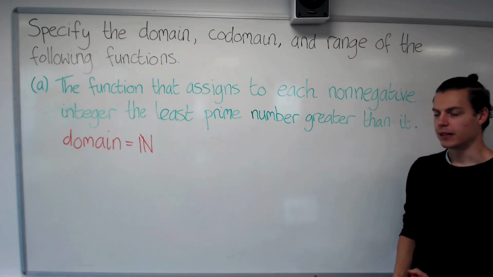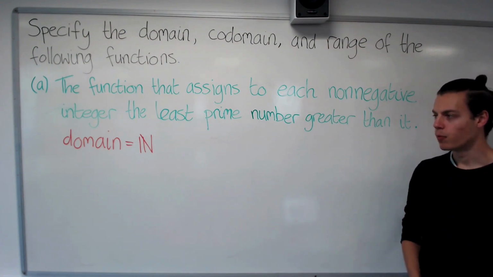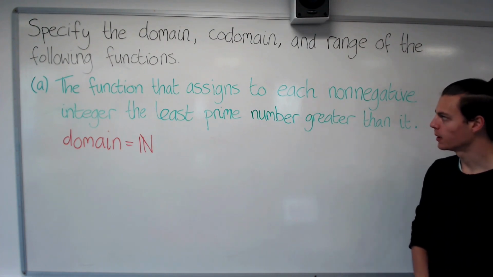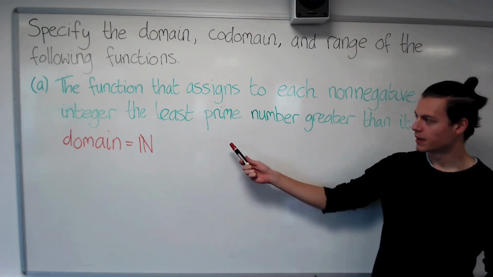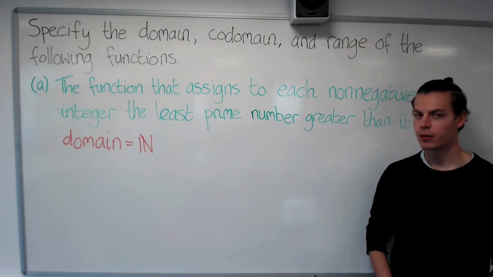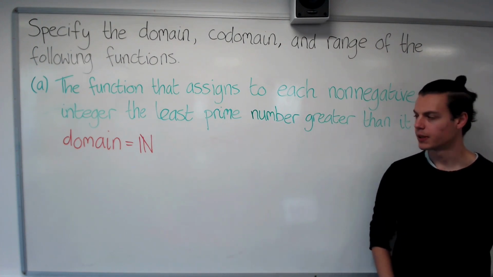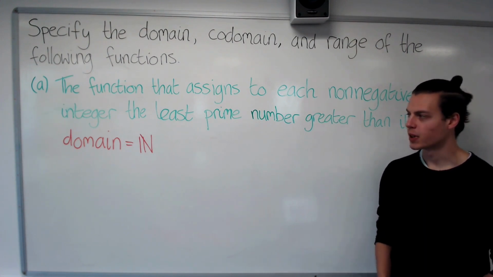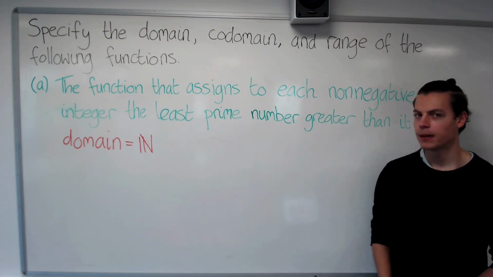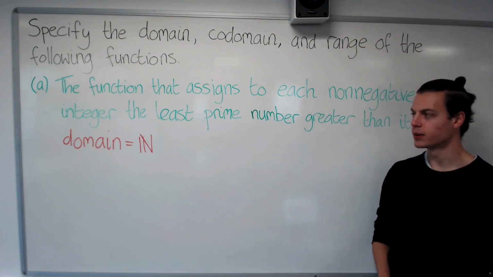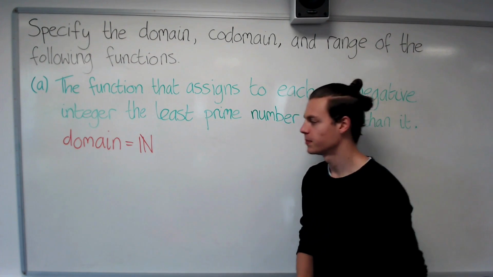Now, what is the codomain of this function? What type of output does this function produce? Well, the values it assigns are prime numbers, right? And these are also natural numbers. So the type of value that this function will output is a natural number. So the codomain is also the set of natural numbers.